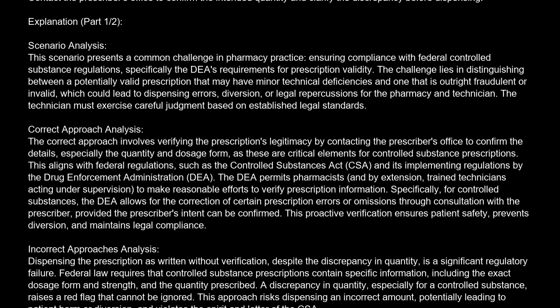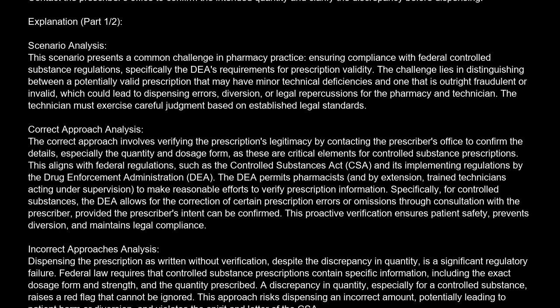The correct answer is B. Contact the prescriber's office to confirm the intended quantity and clarify the discrepancy before dispensing. Explanation. Scenario analysis. This scenario presents a common challenge in pharmacy practice, ensuring compliance with federal controlled substance regulations, specifically the DEA's requirements for prescription validity.